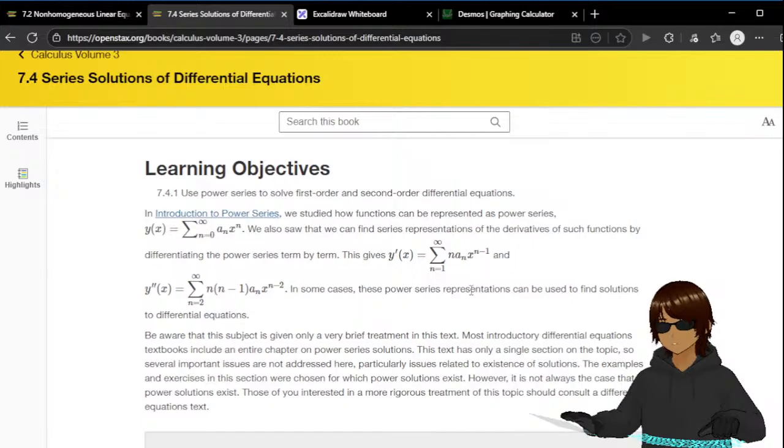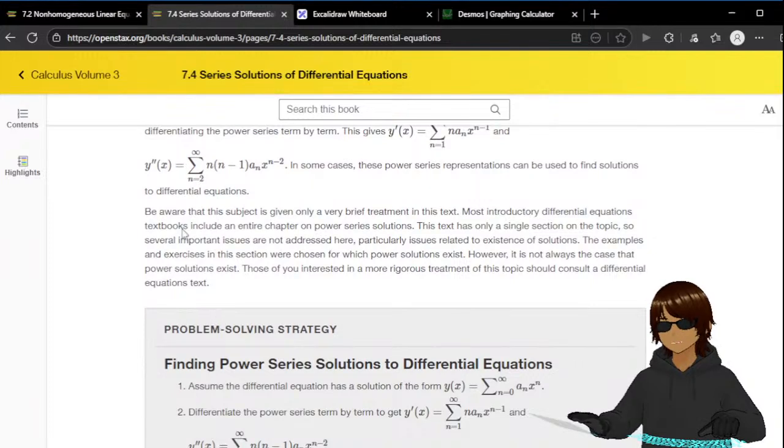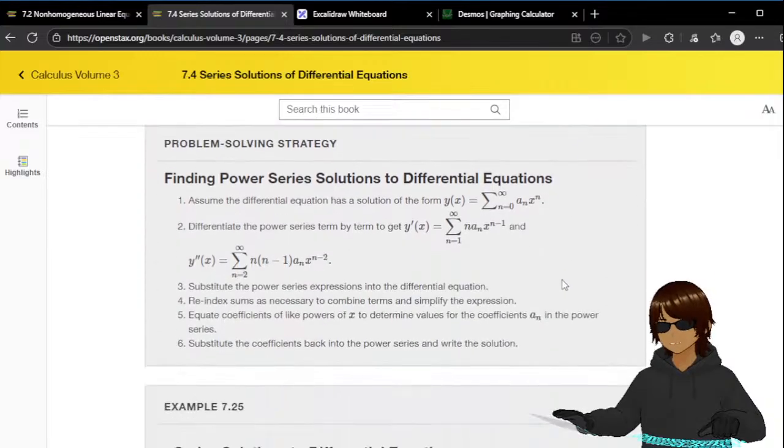In some cases, these power series representations can be used to find solutions to differential equations. Be aware that this subject is given only a brief treatment in this text. Most introductory differential equation textbooks include an entire chapter on power series solutions. This text has only a single section on the topic, so several important issues are not addressed here, particularly issues related to existence of solutions. Examples and exercises in this section were chosen for which power series solutions exist. However, it is not always the case that power series solutions exist. Those of you interested in a more rigorous treatment of this topic should consult a differential equations text.